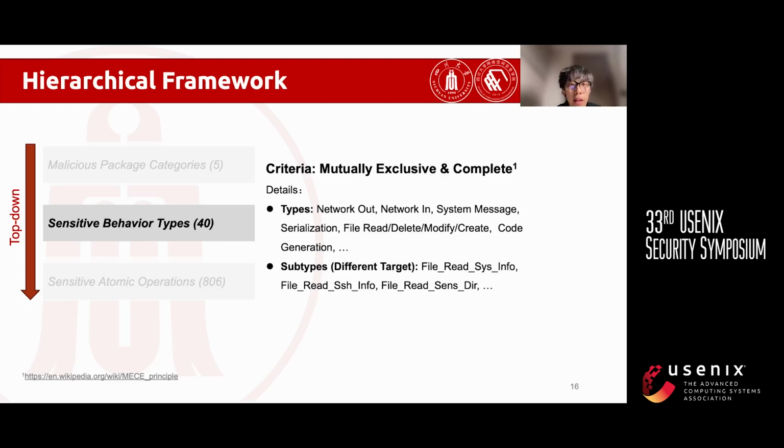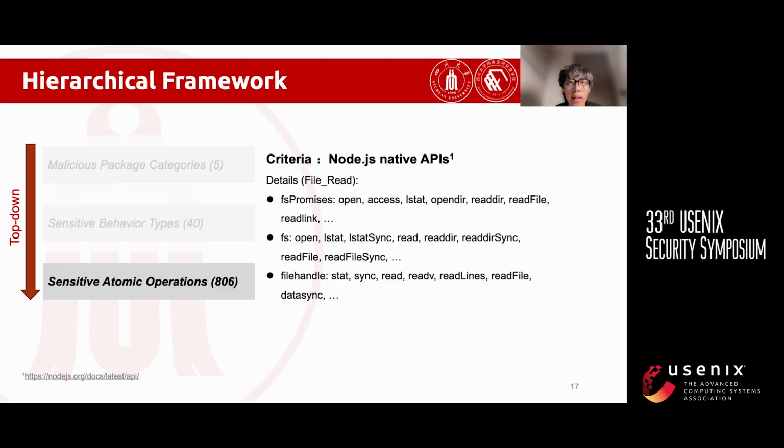More specifically, we classify them into type and subtype, where subtype is mainly based on type due to the differences in the object it targets. For example, the file read behavior type includes file read system info, file read ssh info, and other behavior subtypes. In the third layer, we take the native API as the core and divide it into different API operations, 806 in total. For example, file read operations include the following API calls: fs promise, fs file handle.